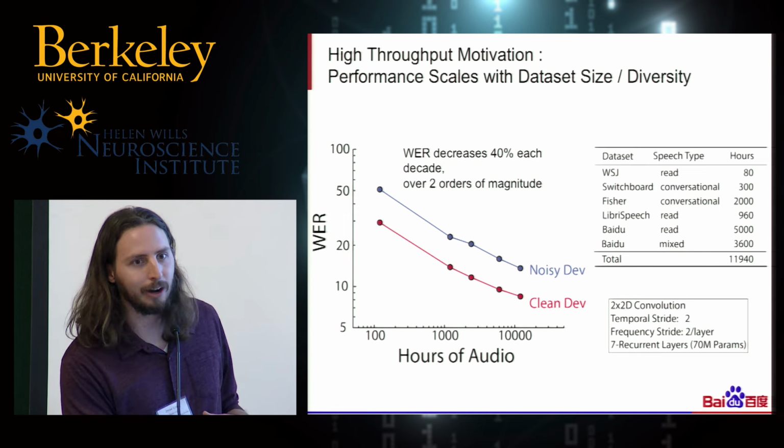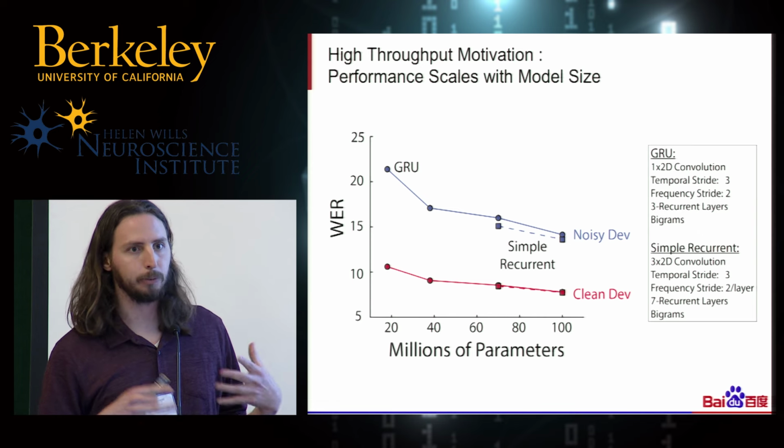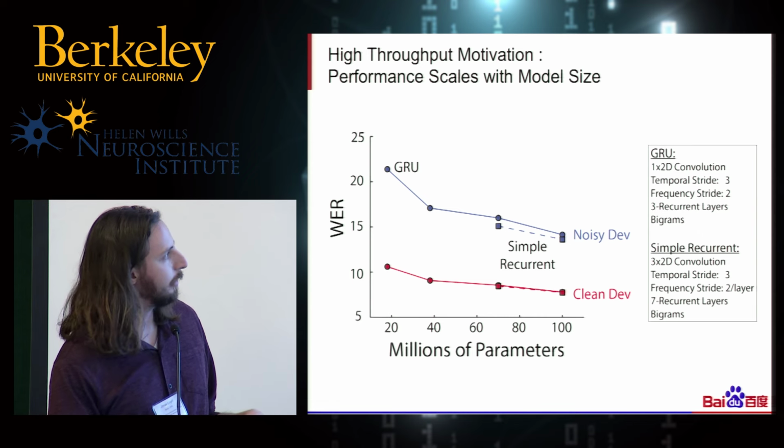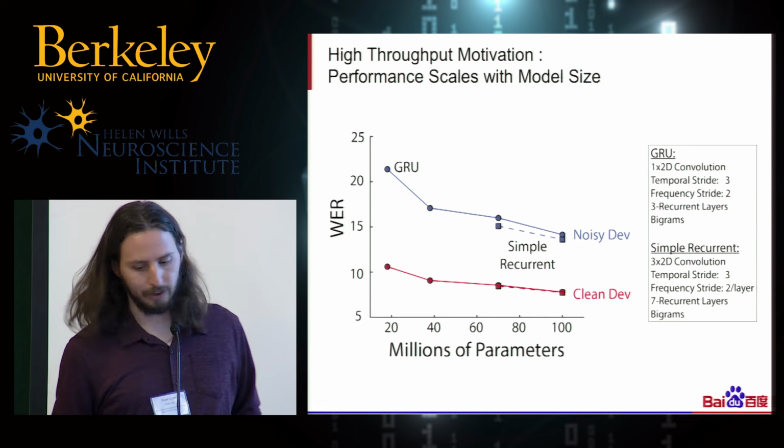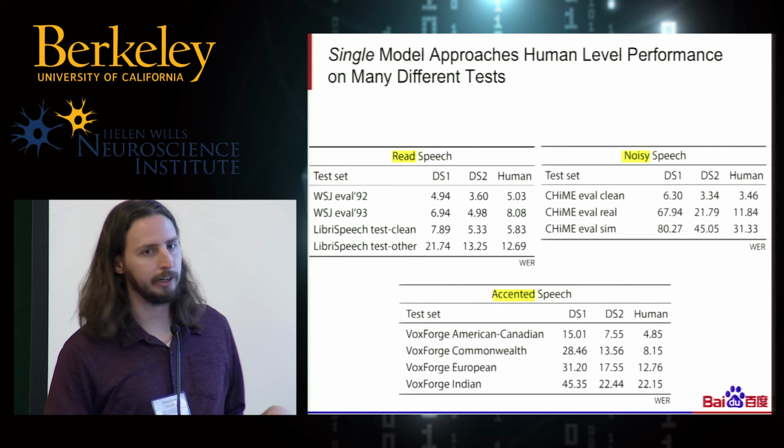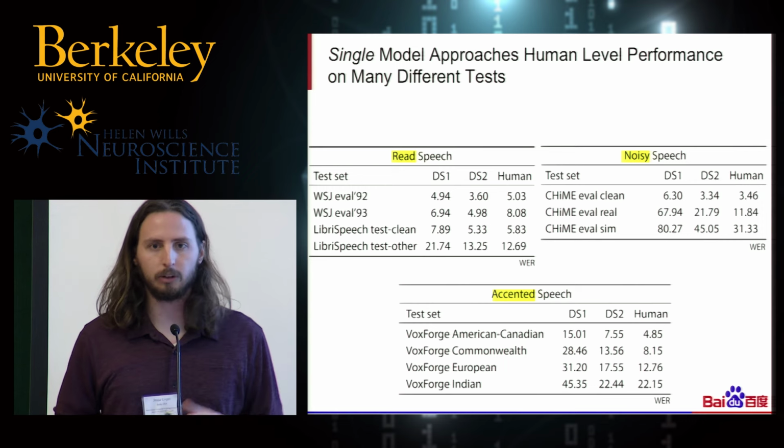Similarly, neural networks scale well with the size of the network. So given our large amounts of data, we can increase the size of the network without introducing a lot of variance and get significant advantages that way. And through doing this, we could create a single model, not tuned to any specific data set, but cutting across a whole range of data sets in read speech, noisy speech, accented speech, and find that we could reach similar to human level performance, and in some cases better, mostly in the clean speech area, but just with a single model.